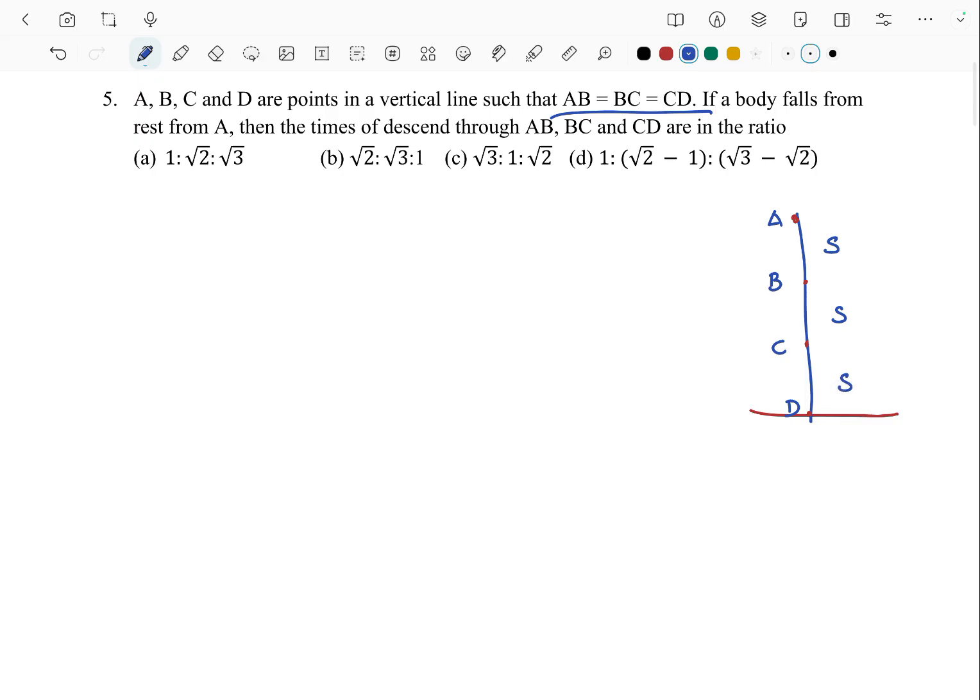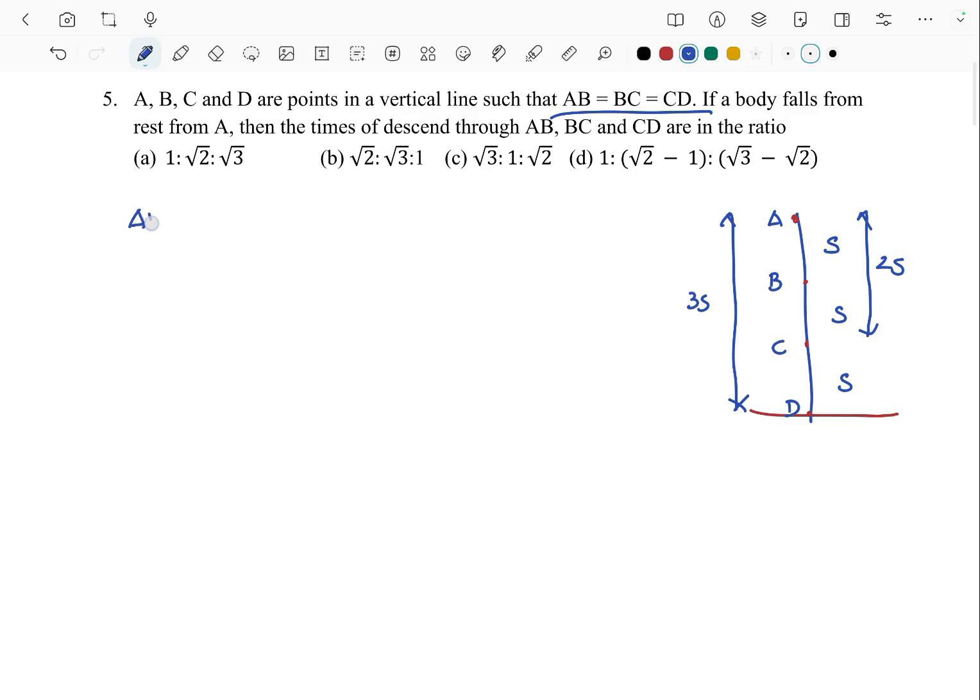Now if a body falls from rest from A, then the time of descent through the distances is being asked. From A to B, the distance is S. From A to C, if it is going to fall down, the distance becomes 2 times of S, and from A to D the distance is going to become 3 times of S.